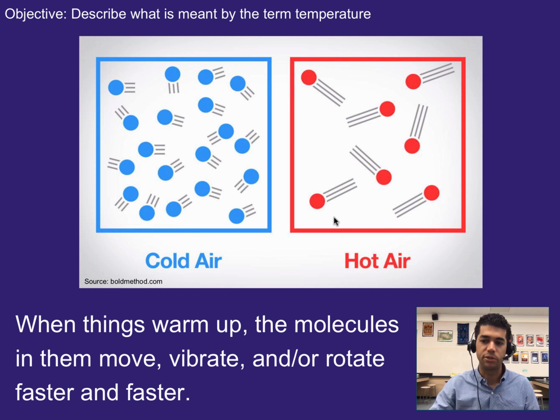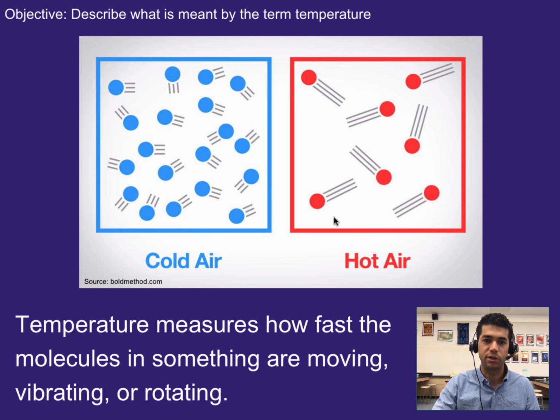So here we've got this idea that temperature is really a measure of how fast molecules in something are moving or vibrating or rotating. If it's a gas or a liquid, they might be actually physically moving around, like in this image. But if it's something more like a solid or even some liquids, you're going to see a lot more vibration and rotation instead, because molecules can't just move around in a solid.